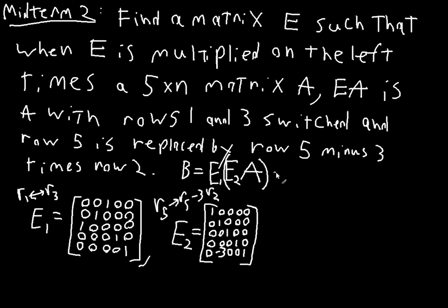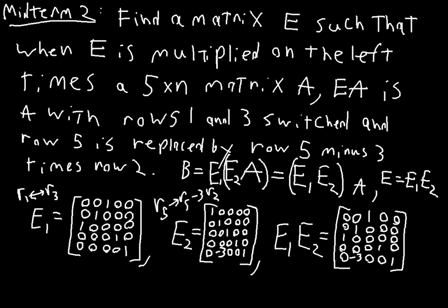So if we associate, just rewrite those parentheses in a convenient way, and we define E to equal E1 times E2, then multiplication on the left by E on any 5 by n matrix A is the same as doing both of these elementary row operations. So all we have to do now is write out the multiplication for E, and here it is.